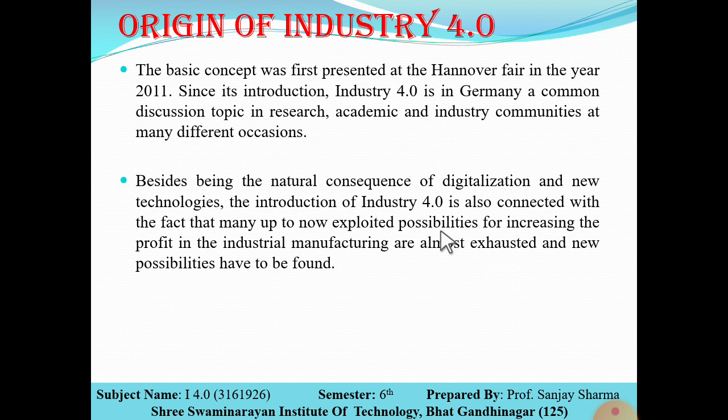So as the profit margin has been stable, now it has reached its maximum limit, the requirement has been raised for finding some other way how we can increase the profit of the industries. So the answer is adoption of Industry 4.0, or introduction of Industry 4.0 for the Indian industries. So that is the only answer.